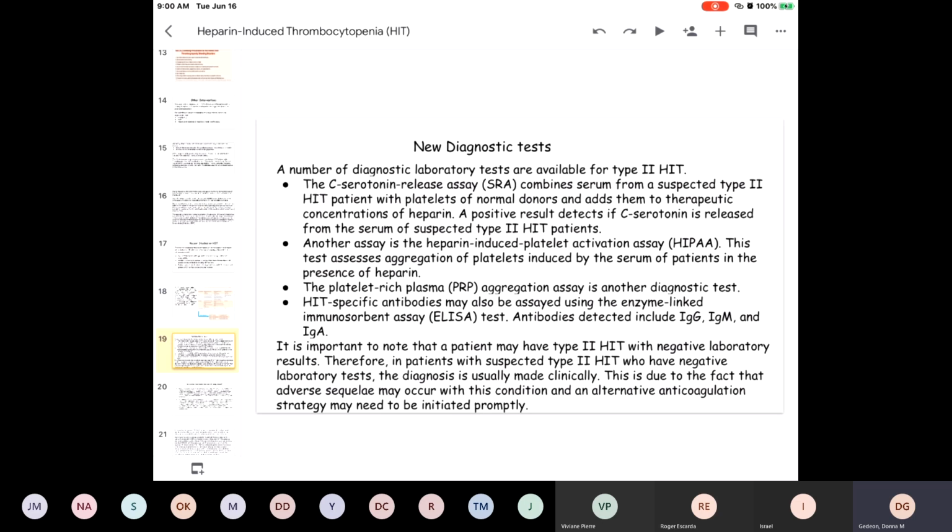It is important to note that a patient may have type 2 HIT with negative laboratory results. Therefore, in patients suspected with type 2 HIT who have negative laboratory results, the diagnosis is usually made clinically. This is due to the fact that adverse sequelae may occur with this condition, and an alternative anticoagulation strategy may need to be initiated promptly.